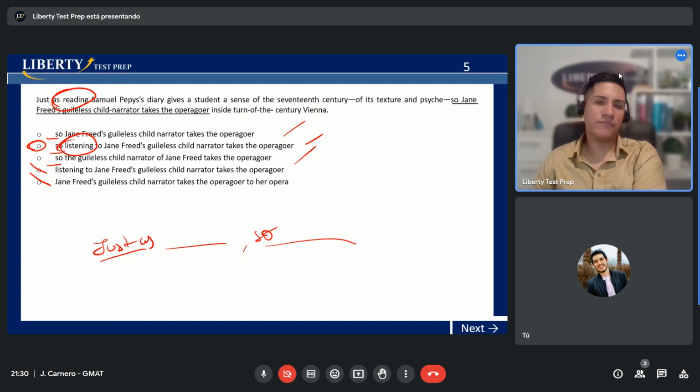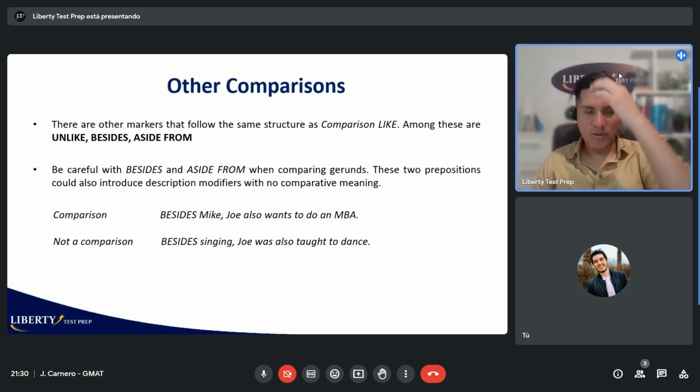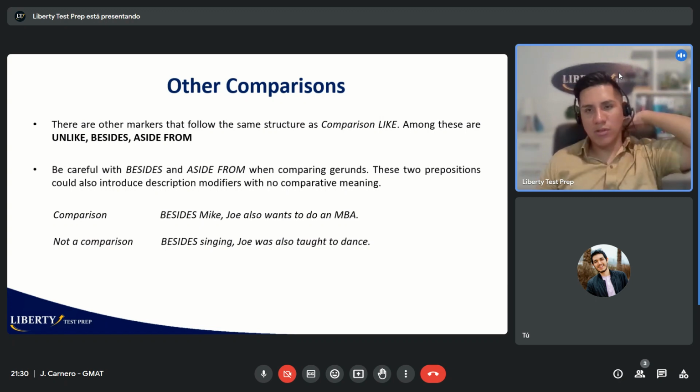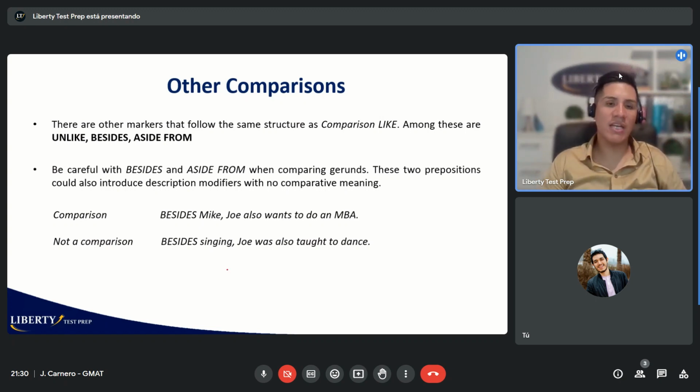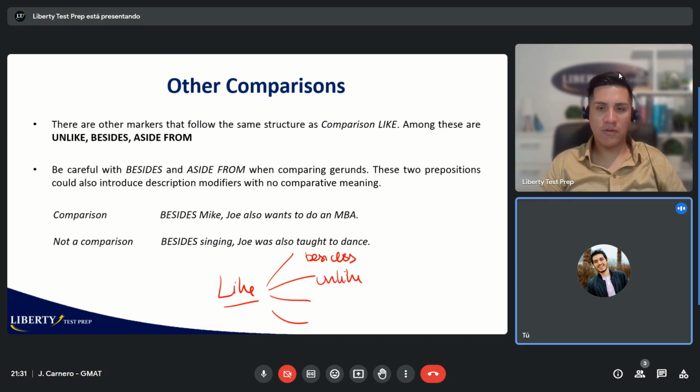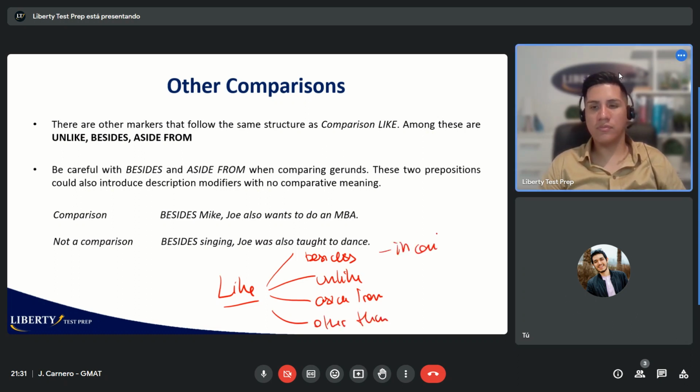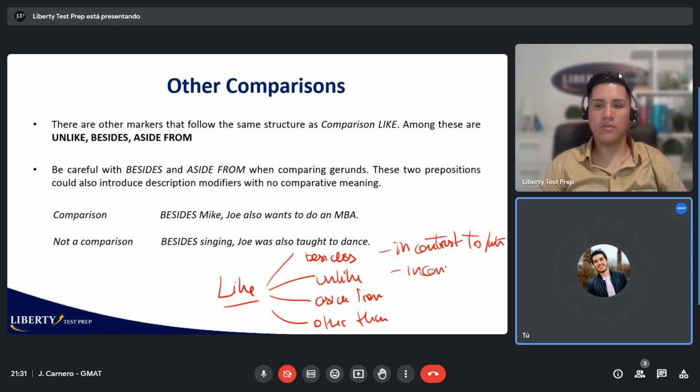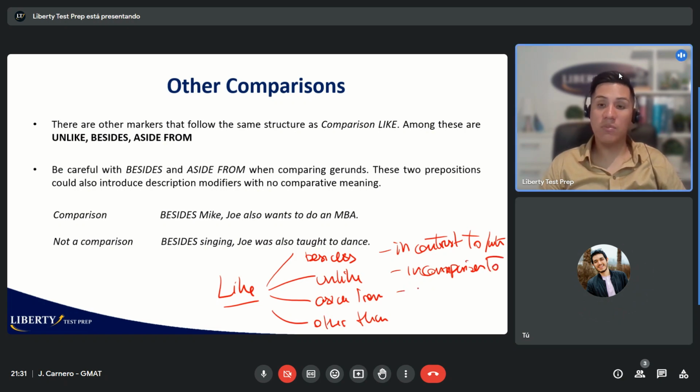So, any questions here? No. Other comparisons. There are several keywords that will behave as like. They have the same theory as like. Here we have some: unlike, aside from, other than, in contrast to, in comparison to, and then similar to.